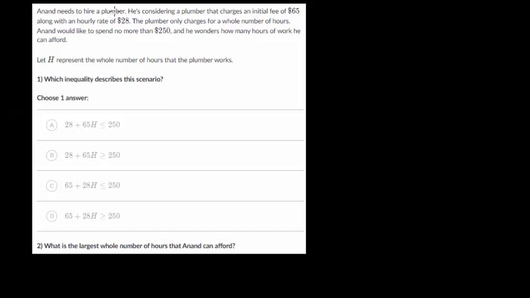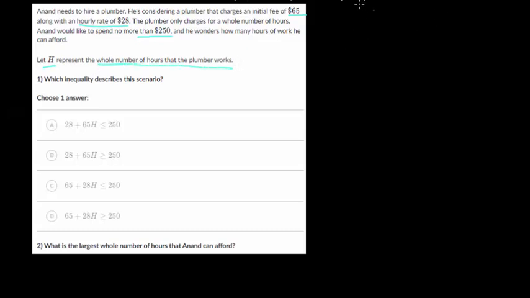So Anand needs to hire a plumber. He's considering a plumber that charges an initial fee of $65 along with an hourly rate of $28. The plumber only charges for a whole number of hours. Anand would like to spend no more than $250, and he wonders how many hours of work he can afford. So H represents the whole number of hours that the plumber works.